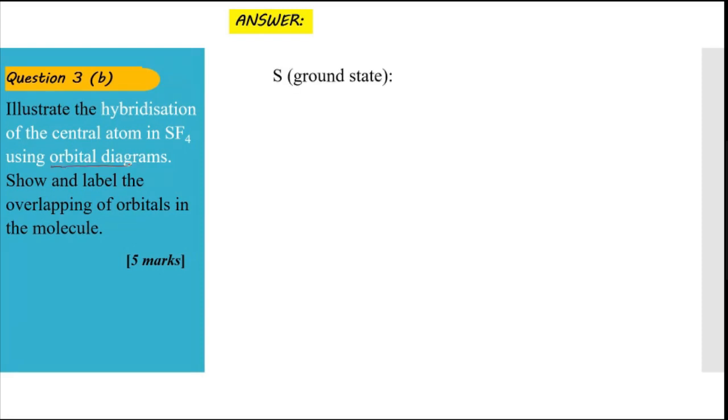So you have to show the ground state. Again, you must have knowledge here. Sulfur is period 3. That means the valence shell will be 3s, 3p, 3d. Yeah, the valence shell will have all these orbitals. But then you also need to know the valence electrons. It's group 16, so how many valence electrons? 6 valence electrons. Before you start doing this hybridization process, you need to know the type of hybridization.